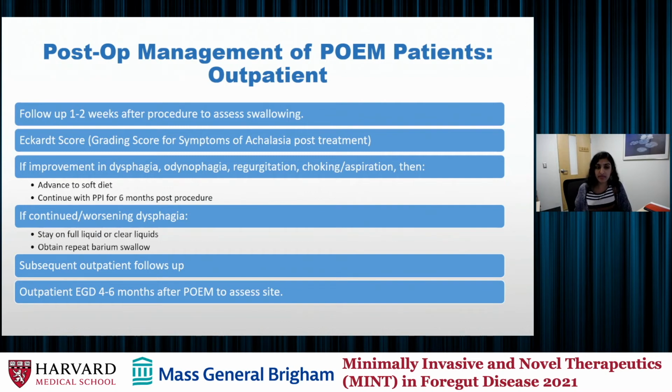Even though we see them once after this follow-up, we want to continuously see them, maybe even monthly or every couple of months. So they do have subsequent outpatient follow-ups. We also set them up for an outpatient endoscopy at least 4 to 6 months after a POEM to assess the site.